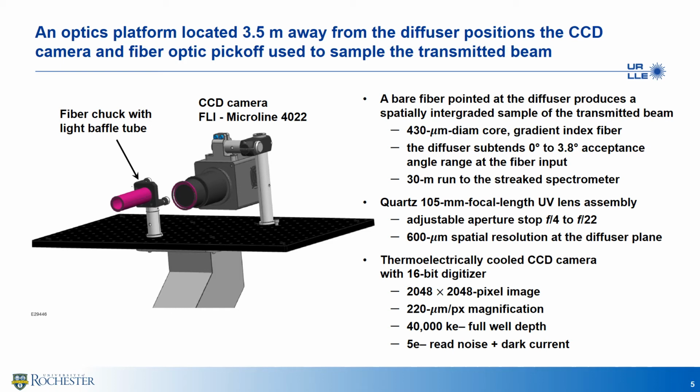A quartz UV lens is used to image the diffuser surface. It's a commercially available lens assembly that has built-in focus and aperture stop adjustments. A thermoelectrically cooled scientific CCD camera records an image.